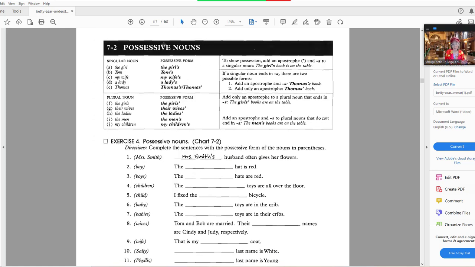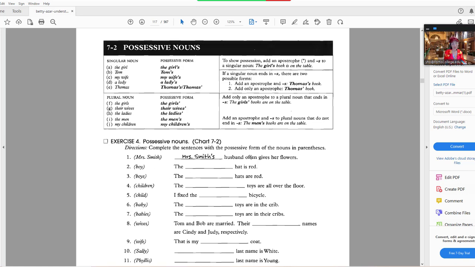Possessive nouns. A possessive noun shows possession, such as the teacher's pen, the teacher's hand. So that's my hand. The teacher's hat. We always use apostrophe S to show possession. And so here, the girl's, Tom's, my wife's, a lady's, Thomas's. Now, if the name ends in S, you can put an apostrophe after the S. Girls', wives', ladies', men's, and children's.